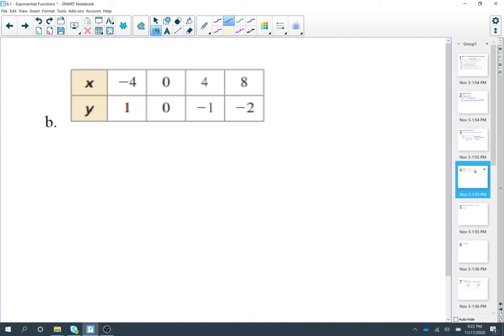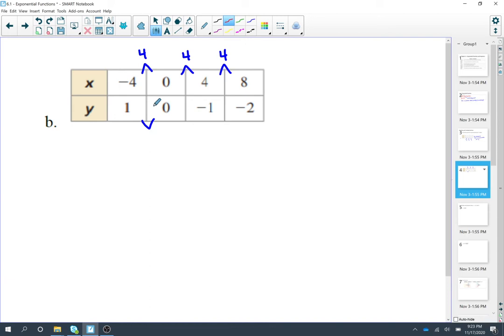Letter B. Okay, in this case, my x values, -4 to 0 is going up by 4, 0 to 4 is going up by 4, 4 to 8 is going up by 4. So at least my x values have that constant rate of change in them. Now my y values, once again, I'm going to try to figure out what's going on here. So from 1 to 0, well, I could say I subtract 1. Oh, okay, but if this is exponential, I really want to know, well, how would I multiply that? And the only way you can multiply a 1 to get to 0 is to multiply by 0.